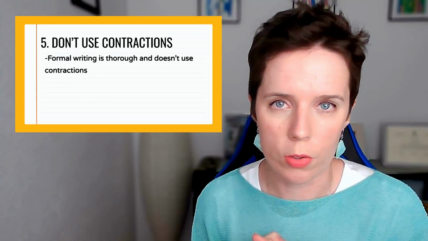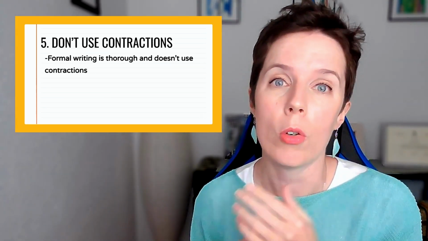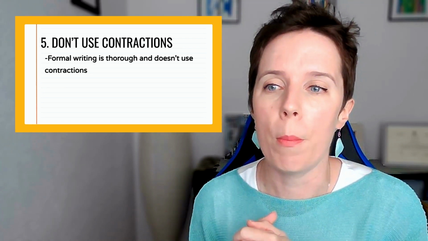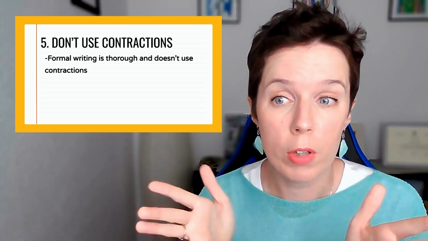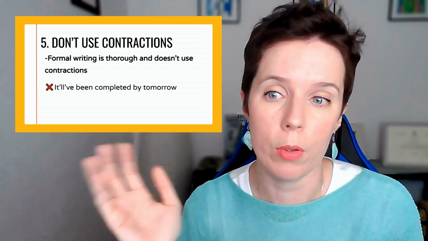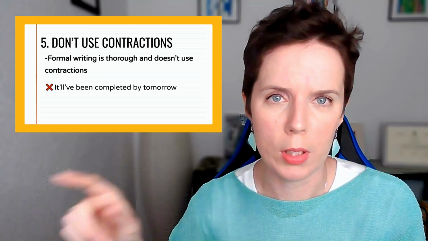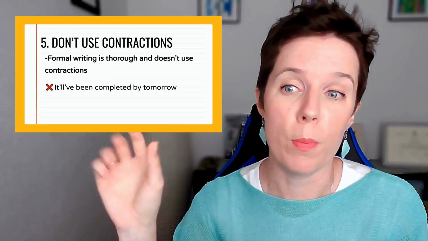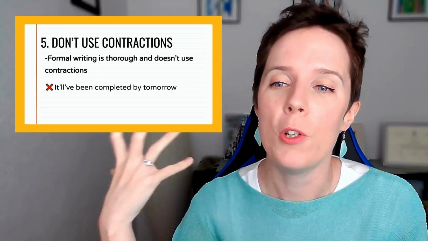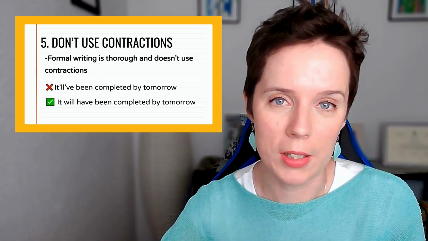Don't use contractions. Okay, contractions are used in informal writing, also in informal speech, but obviously you can't see them when you're just speaking. But formal writing, we're often very thorough, and we do not use contractions. For example, if I said, it'll have been completed by tomorrow, it'll have... It's a bit of a weird contraction anyway, because you've got 2 contractions in the same one, but just for the sake of showing you, it will have been completed by tomorrow.